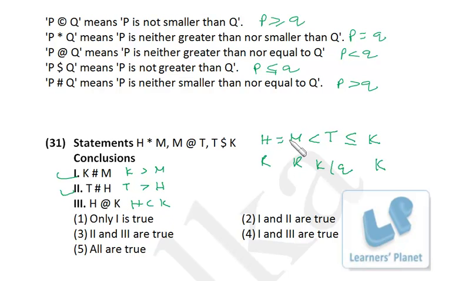H and K. K is king and H is rook. So we can say H is less than K. So even this is true. All the three are true. All of them are true. Very simply we have done this. I hope you are clear.